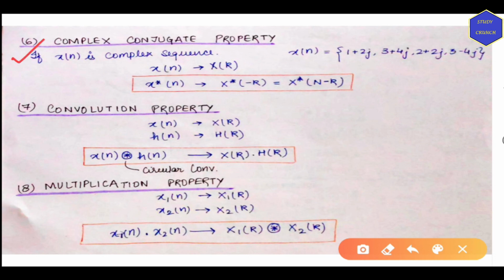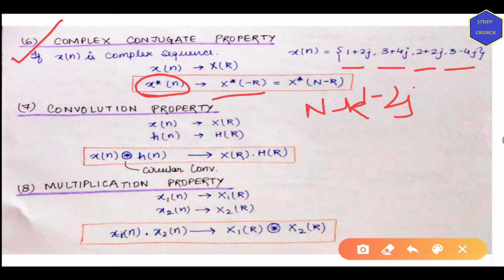Now comes the complex conjugate property. If we have a signal and we conjugate it, then it will give us N minus k. Like we have 1 plus 2j, 3 plus 4j, 2 plus 2j, 3 minus 4j. When we complex conjugate it, it will be 1 minus 2j, 3 minus 4j, 2 minus 2j, 3 plus 4j. This is the complex conjugate.